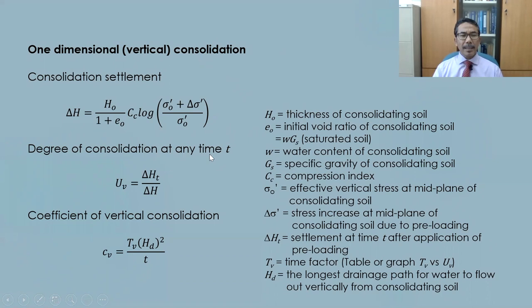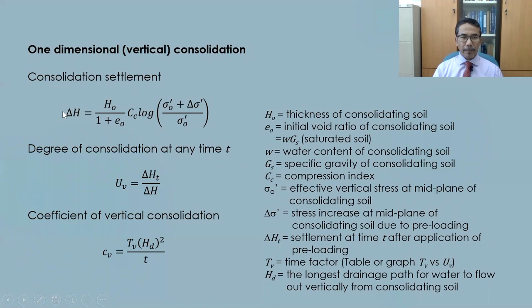The second equation is the degree of consolidation at any time t, which is given as U sub v equals delta H sub t divided by delta H, where delta H sub t represents the settlement that takes place after the application of the preloading, and delta H represents the total settlement as calculated before.